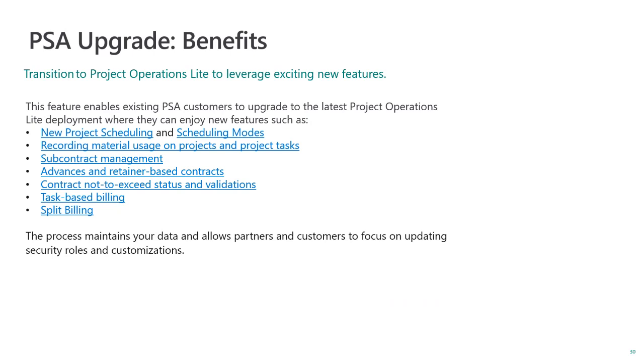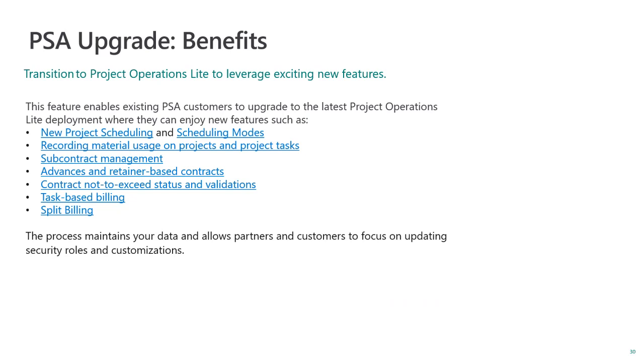And then finally, you're able to do split billing, where for a project contract, you're able to have multiple customers that you're billing for, those multiple funding sources. So these are all new capabilities that make it worthwhile upgrading from PSA version 3 to Project Operations.